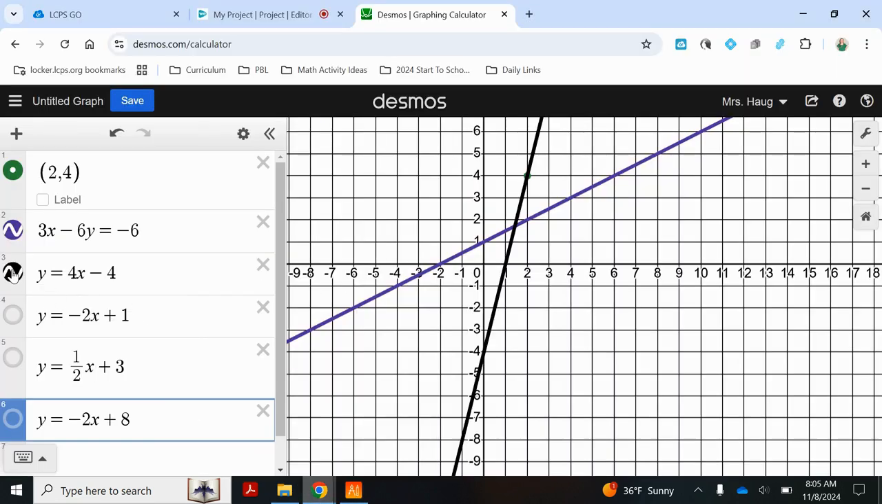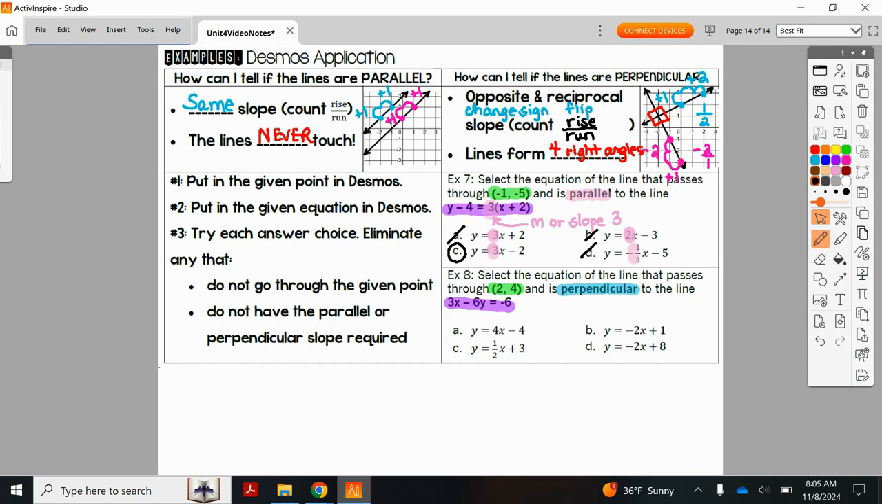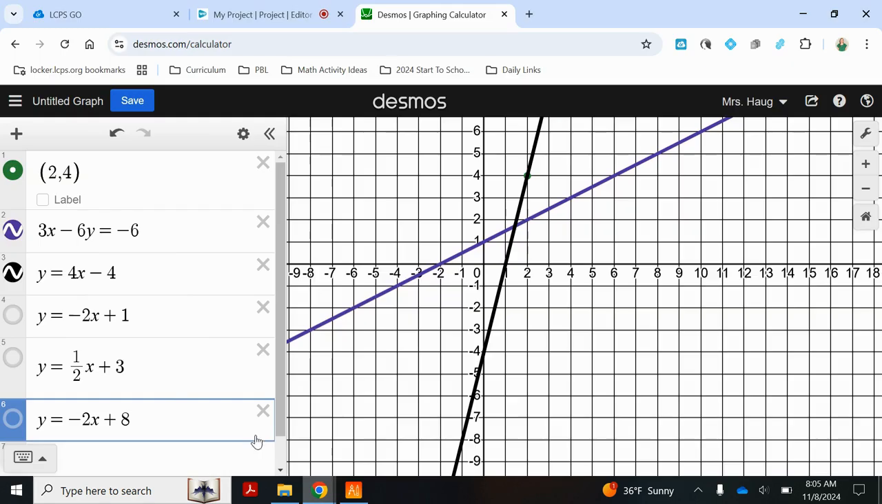When I try answer choice A, it does go through the point, so I'm going to go ahead and keep that possibility. Example B does not go through the point, so let's eliminate that one right away. Going ahead and trying example C, let's see again if that passes through. It does, good. So I'll keep that for a second, and then we'll look at D as well. So all of those that are left end up passing through the point. Now we just have to figure out which one's perpendicular.